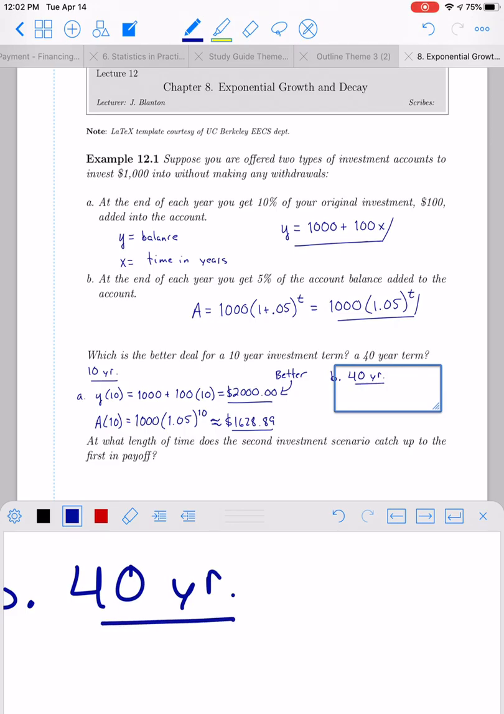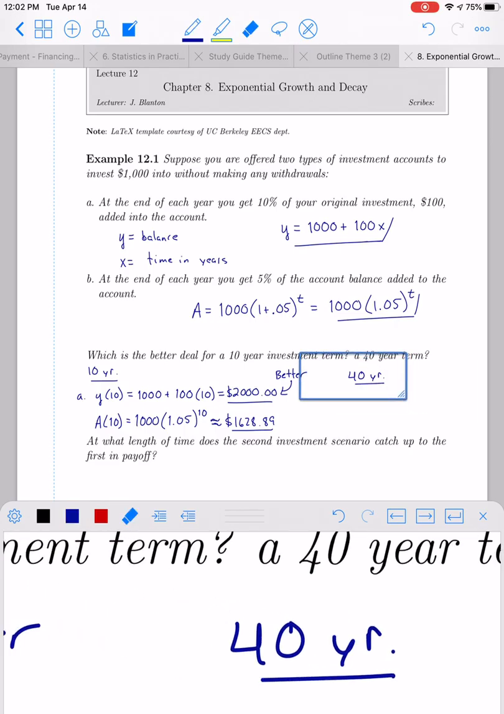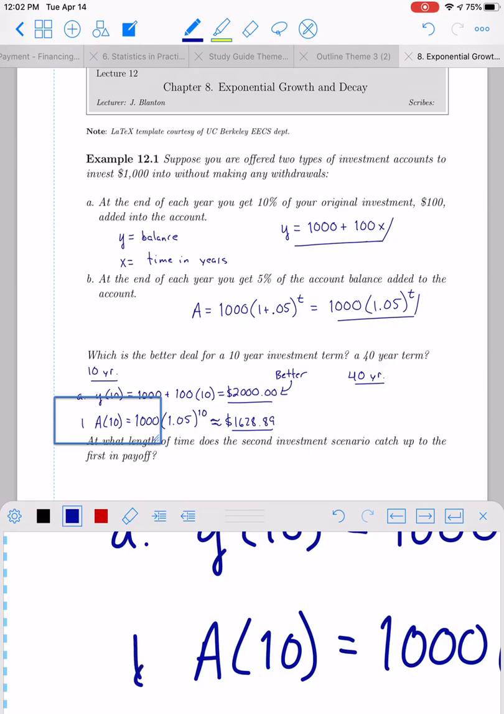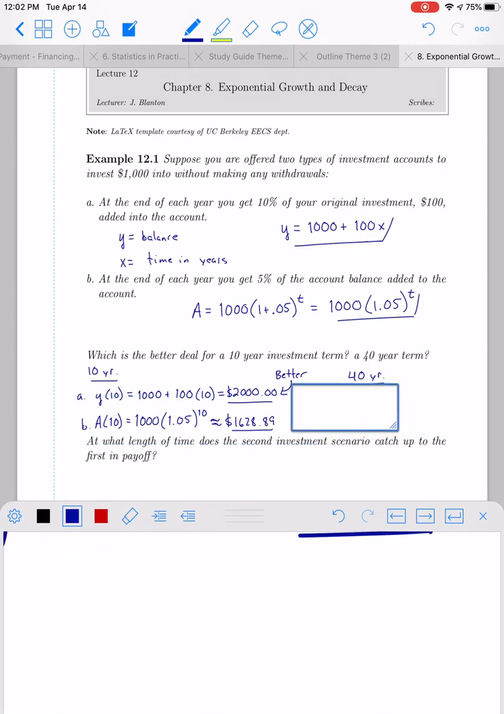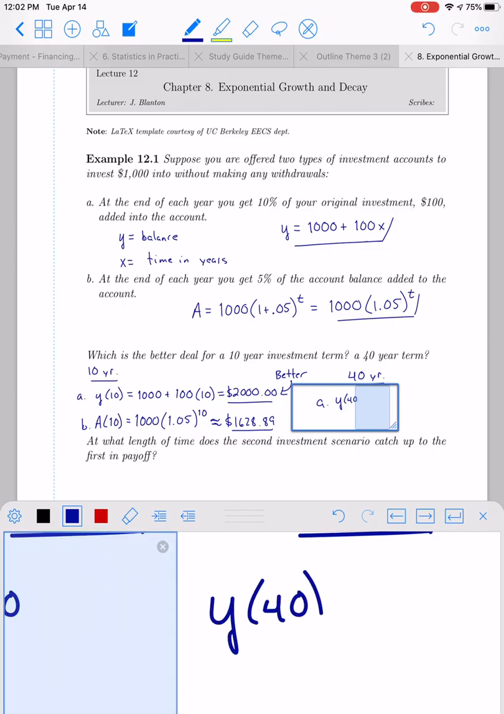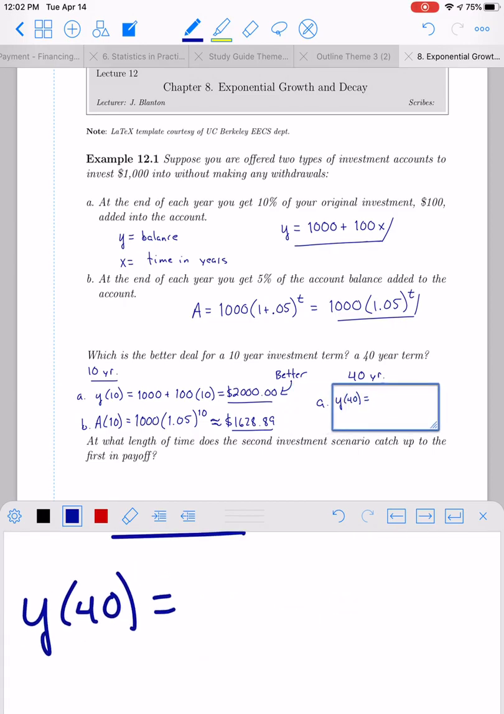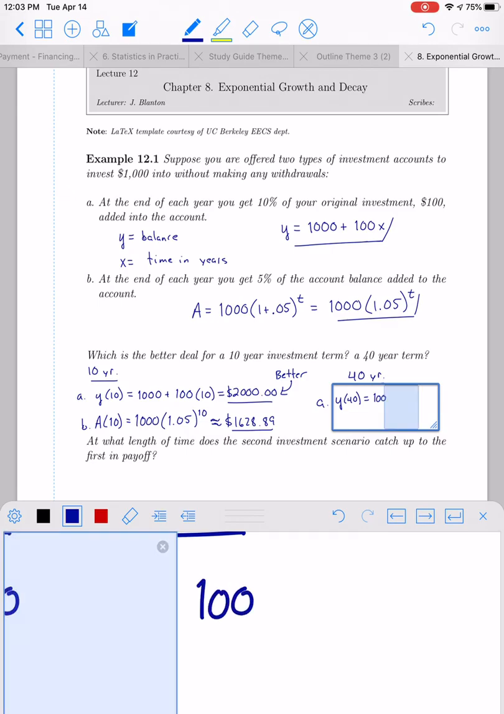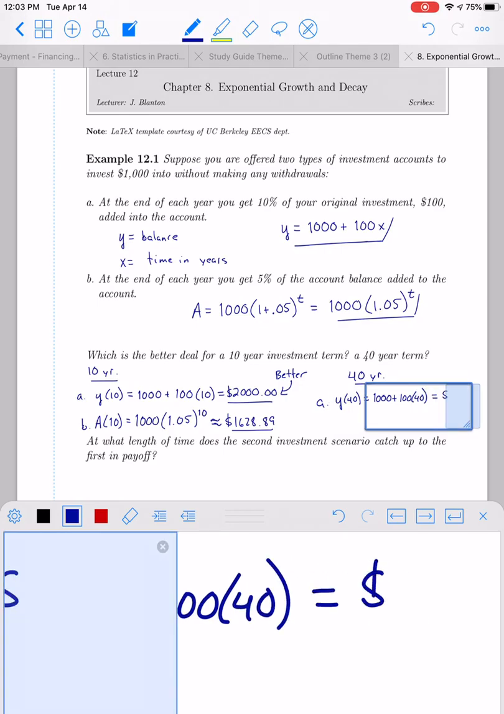So let's see the 40-year plan. So it's A and B. So now for part A, again it's y of 40. So the balance 40 years into the future is 1,000 plus 100 times 40. This comes out to $5,000.